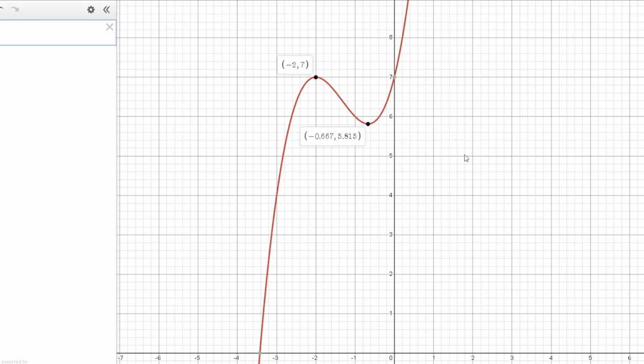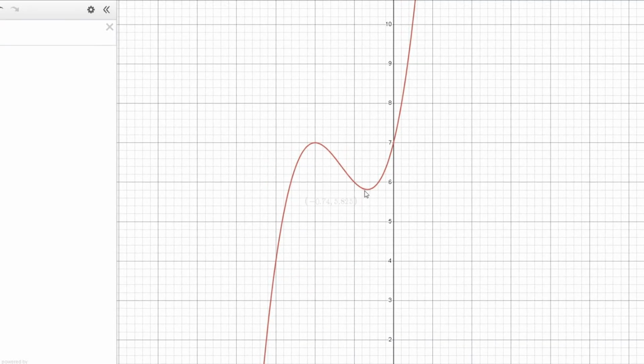Okay, so you're given the following cubic function and you're expected to find these 2 points. These are what's known as critical points. Now, to find them is actually fairly simple. Let me show you.